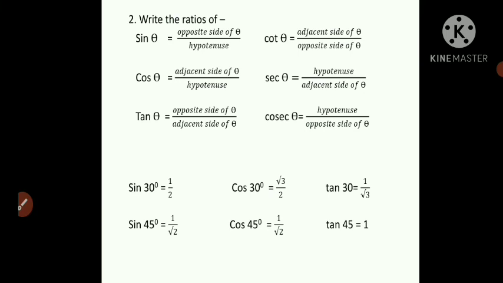And from the trigonometric value table, write the values of the trigonometric ratios. Sin 30 is 1 upon 2, sin 45 is 1 upon root 2. Write cos 30 is equal to root 3 upon 2, cos 45 is 1 upon root 2, tan 30 is 1 upon root 3, tan 45 is 1.